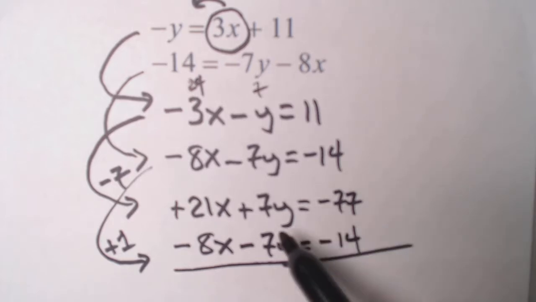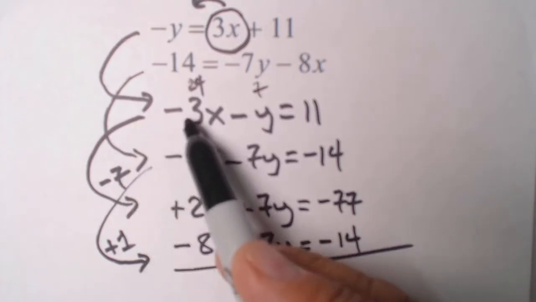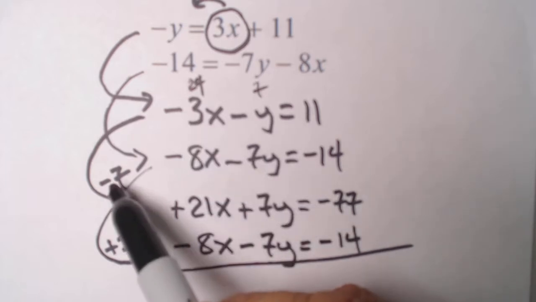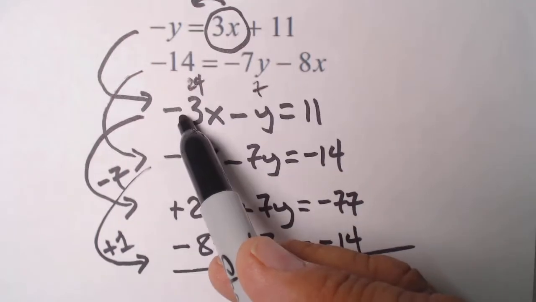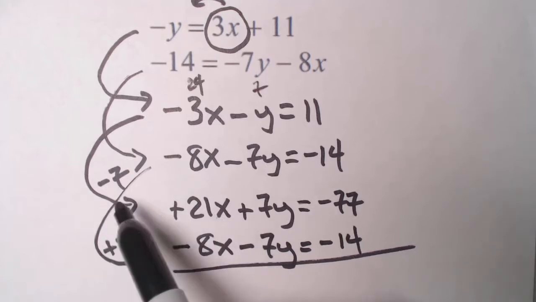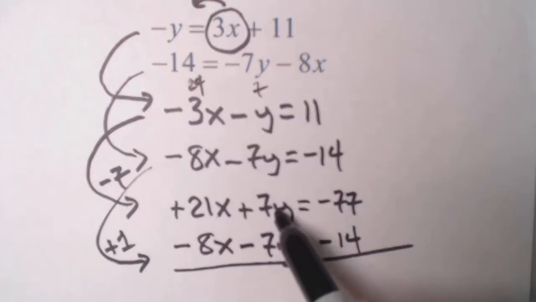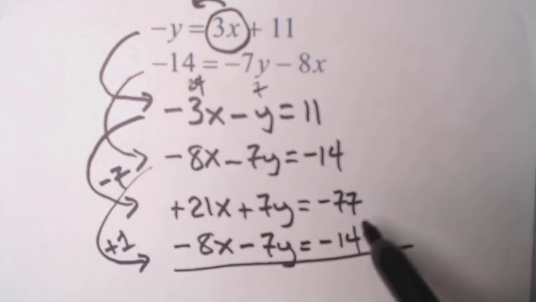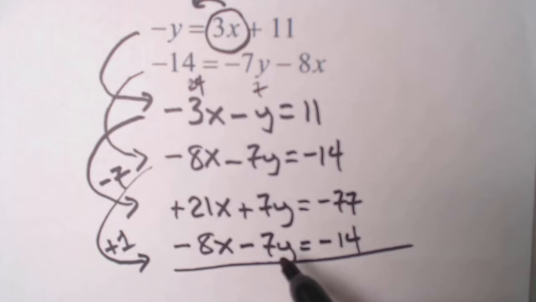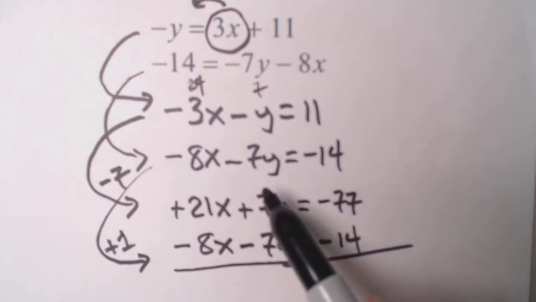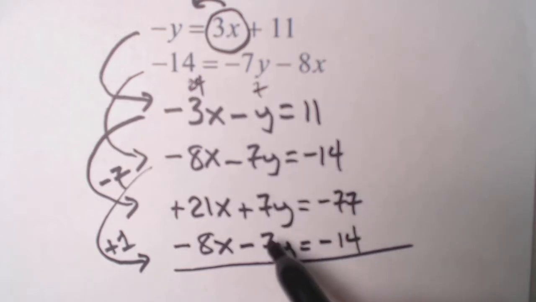Okay, notice we had to doctor up one of the equations. We multiplied through by negative 7. Let's double check this. Negative 7 times negative 3 is plus 21x. Negative 7 times negative y will give me plus 7y. And negative 7 times 11, negative 77. Okay, looks good. Now, we only had to doctor one up because the other guy was all set. Notice now the y's knock each other out.